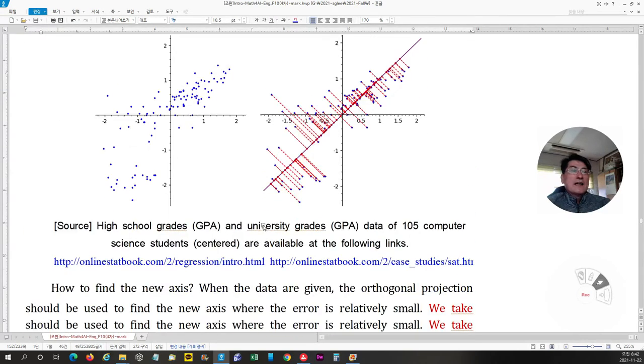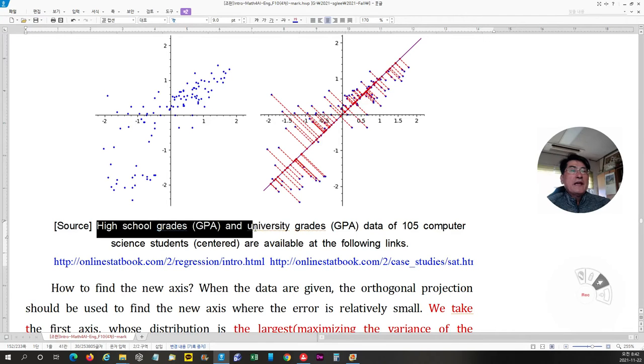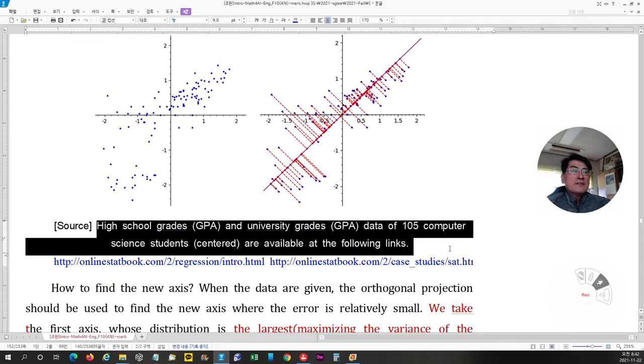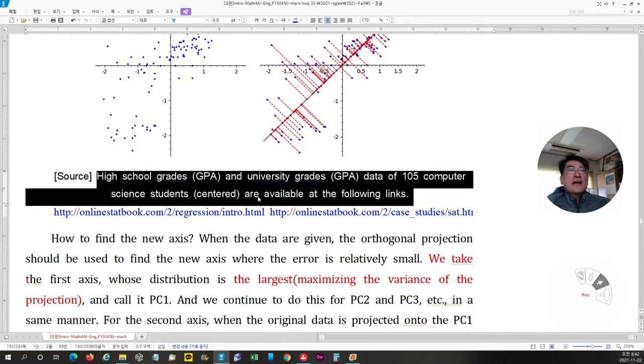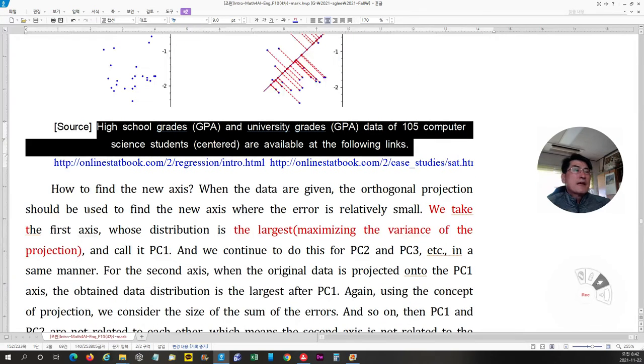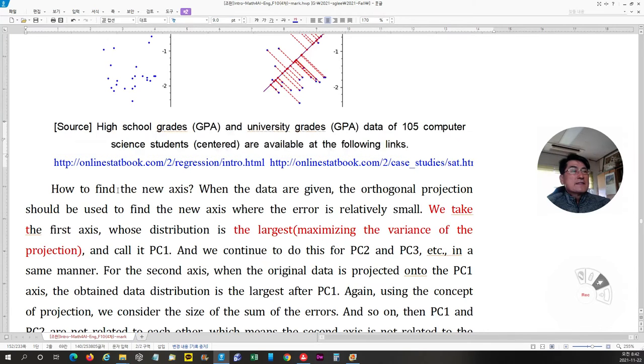This data comes from the high school GPA and university GPA data of 105 computer science students, available at the following web address. How to find this new axis?